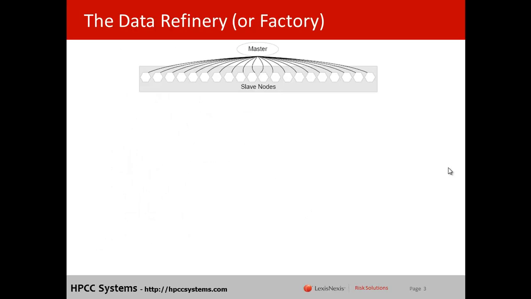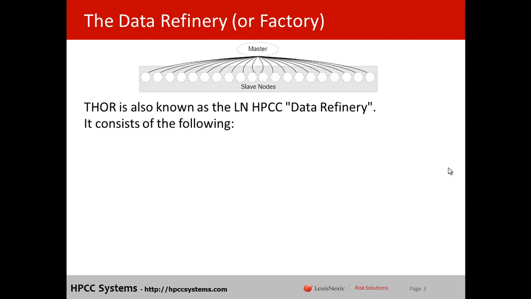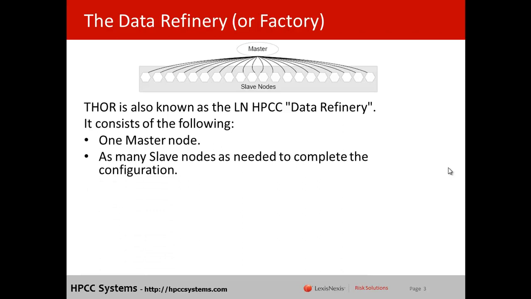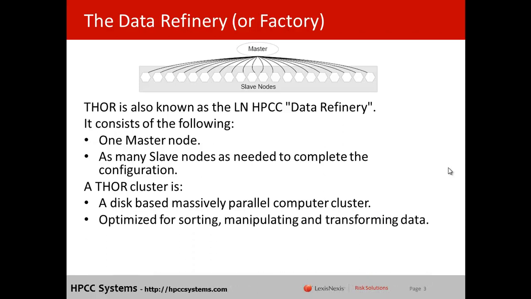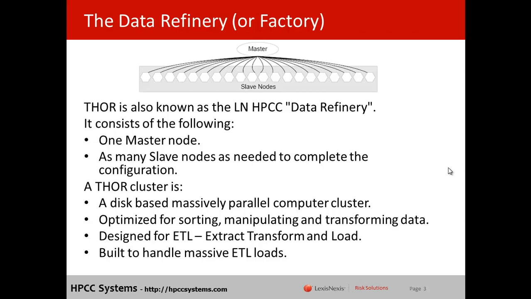Here's a diagram of the data refinery or factory. Again, THOR is also known as the LexisNexis HPCC data refinery. It consists of the following: one master node is shown above, and as many slave nodes as needed to complete the configuration. A THOR cluster is a disk-based, massively parallel computer cluster. It's optimized for sorting, manipulating, and transforming data, and it is specifically designed for ETL, known as the extract, transform, and load process. And it's built to handle massive ETL loads.